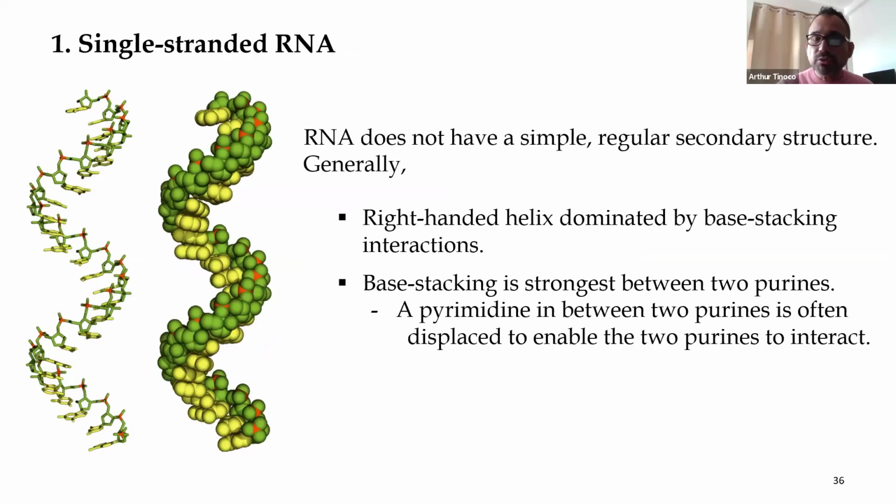Okay, so continuing with secondary structure, but here we're moving from DNA to RNA. And again, I'm going to be a bit simplistic in terms of my description here. RNA does not have a simple regular secondary structure. Generally, an observation is that you have a right-handed helix dominated by base stacking interactions, similar to what was just described for DNA. The base stacking is strongest between two purines. A pyrimidine between two purines is often displaced to enable the two purines to interact.